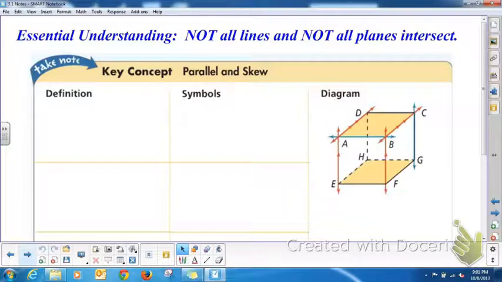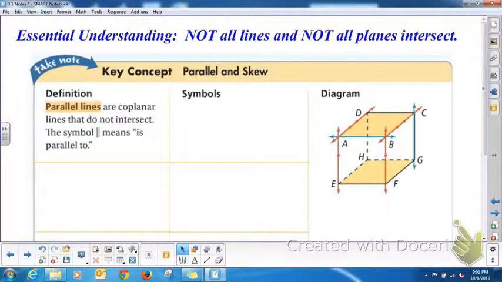A concept essential to your understanding is that not all lines and not all planes intersect. So take notes in your note template now about parallel and skew. Parallel lines are coplanar lines that do not intersect. And remember from our previous lesson that coplanar means together in the same plane. The symbol, two lines next to each other, seen here, means is parallel to.